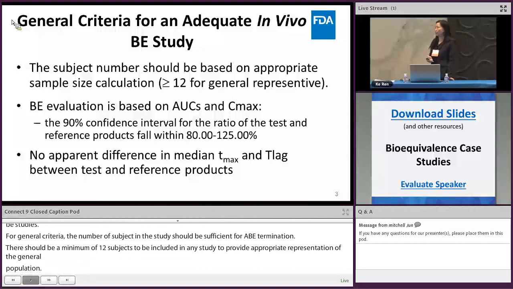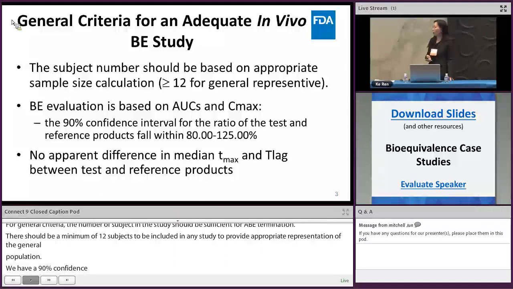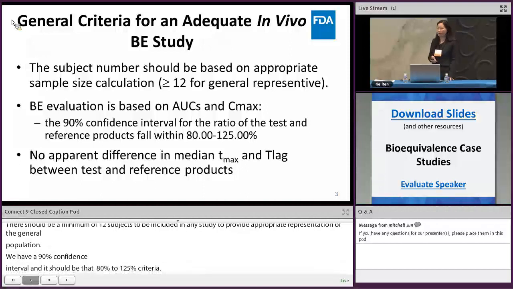the 80 to 125% criteria. Although no formal statistical test for Tmax is required, the median Tmax and the Tlag between the test and the reference products should be comparable.